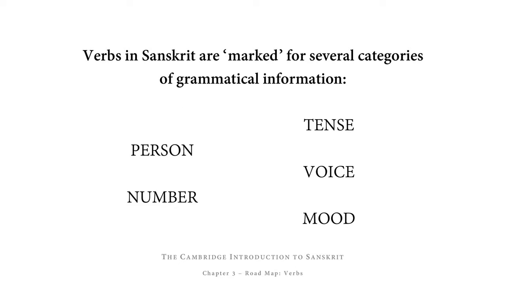We say that Sanskrit verbs are marked for, i.e. have visible features expressing, several grammatical categories or categories of grammatical information, and these categories are called person, number, tense, voice, mood. And what we're going to be doing now is go through each of these categories and see what exactly they mean.